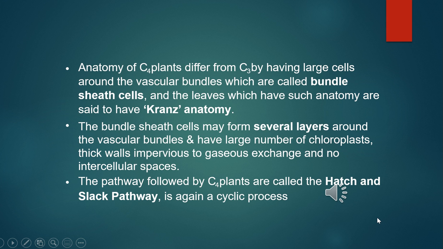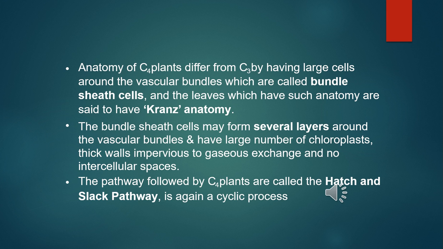The anatomy of C4 plants differs from C3 by having large cells around the vascular bundles, which are called bundle sheath cells. And the leaves which have such anatomy are said to have Kranz anatomy. It's like a wreath of flowers around the vascular bundles, like a round bouquet. The bundle sheath cells may form several layers around the vascular bundles and have a large number of chloroplasts, thick walls impervious to gaseous exchange, and no intercellular spaces.